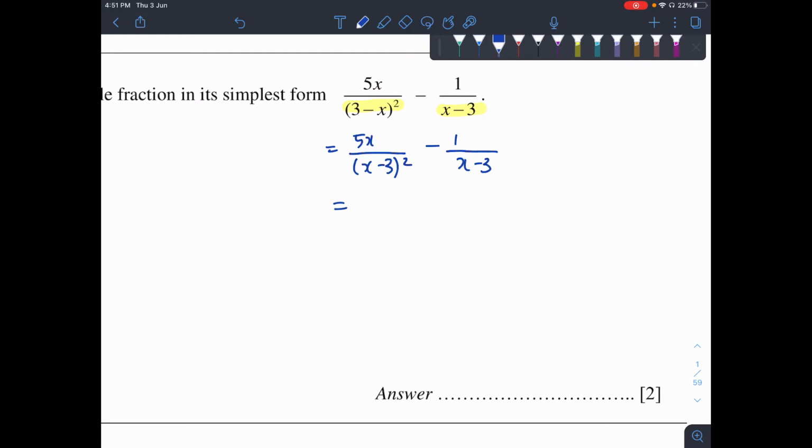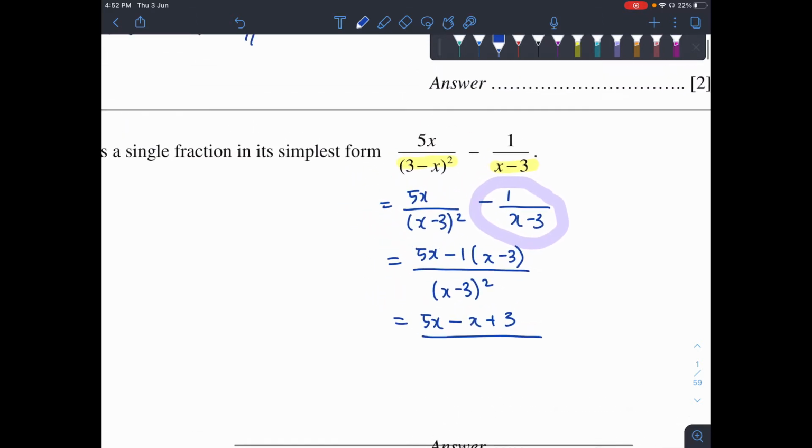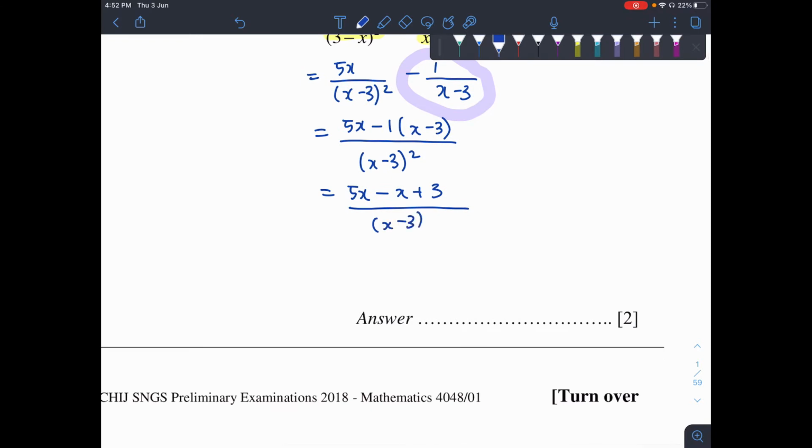Okay, then after that, to make it into a single fraction, you have to multiply this fraction over here with x minus 3. Okay, so you will get 5x over x minus 3 squared, like this, minus 1 times x minus 3, like this. Okay, then after that, you will just have to expand it, and you will get 5x minus x plus 3 over x minus 3 squared. Then you simplify it, and you get 4x plus 3 over x minus 3 squared. And that is your answer.